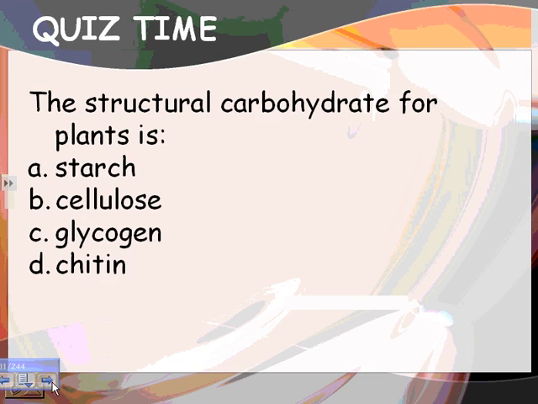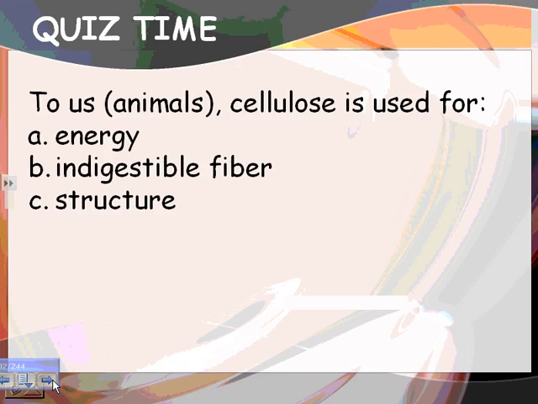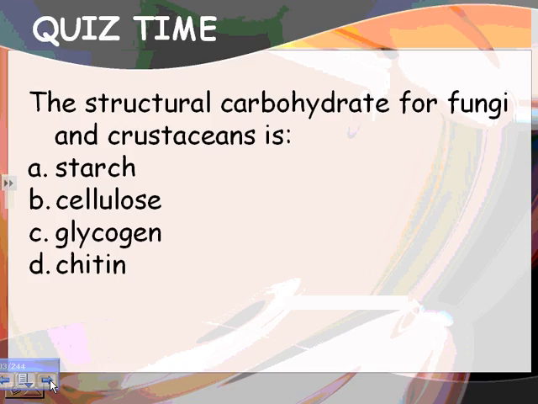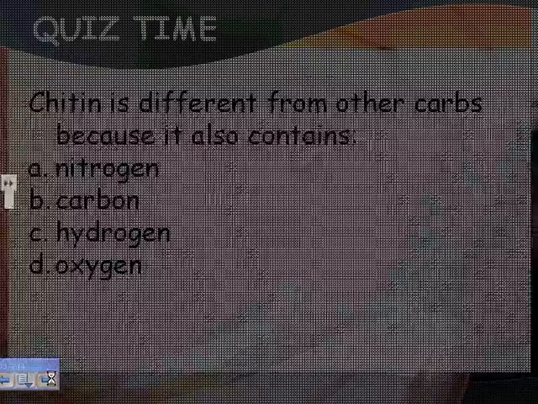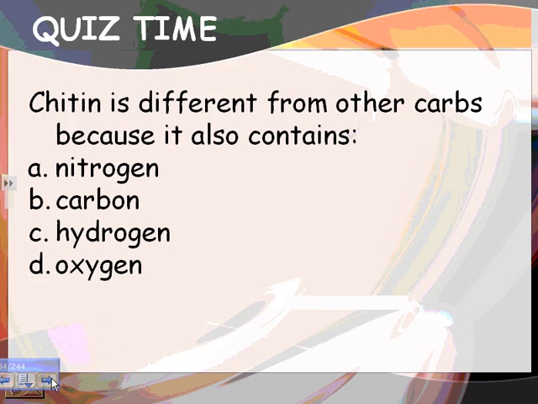The structural carbohydrate for plants is cellulose. These, again, would not be for plants, and this one's the one for energy. To us, animals, cellulose is used for undigestible fiber. So another name for that is roughage, and you use that to keep your colon or your large intestine healthy. The structural carbohydrate for fungi and crustaceans, things like crayfish, and also for insects, is chitin. It's the carbohydrate that has nitrogen in it. Chitin is different from other carbs because it also contains nitrogen.